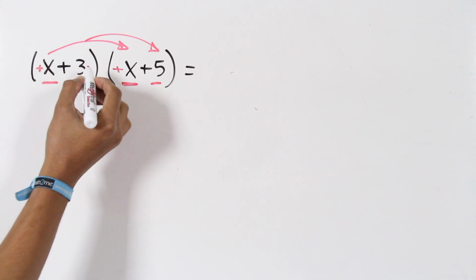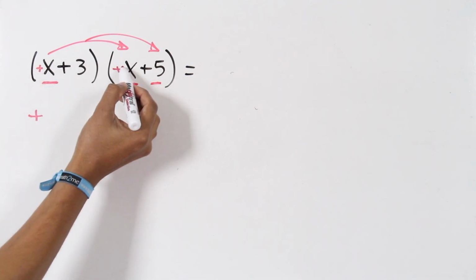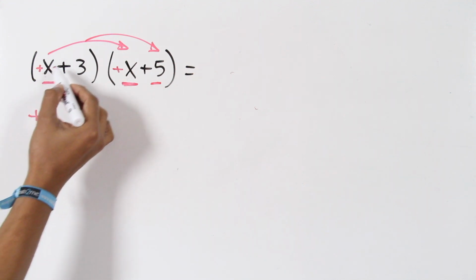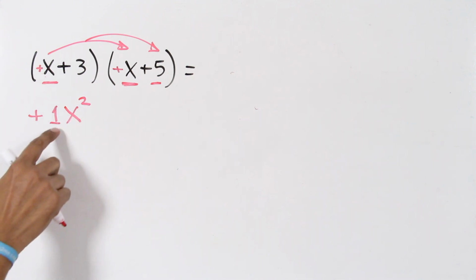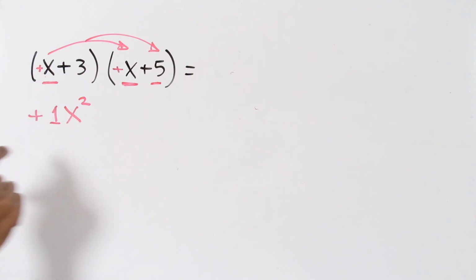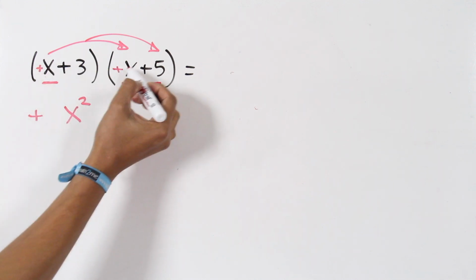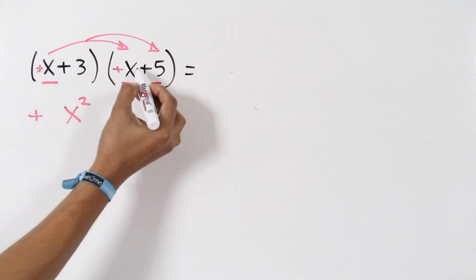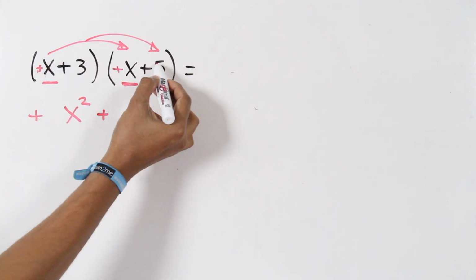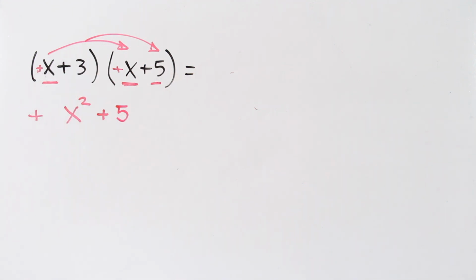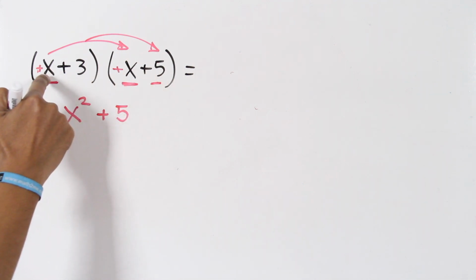So positive times positive equals positive. 1 times 1 equals 1. x times x, we have x squared. When you have the number 1 as coefficient, it's not necessary to write it. Multiplying the first term by the second term, plus times plus equals plus. 1 times 5 equals 5. The only variable that we have in this term is x.